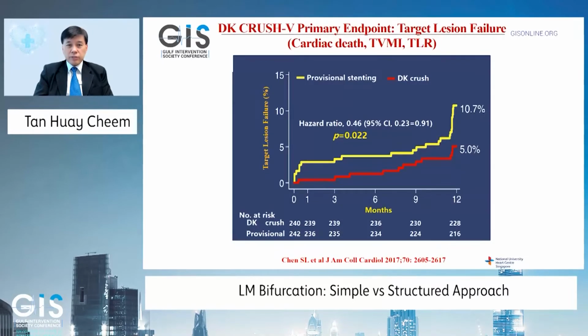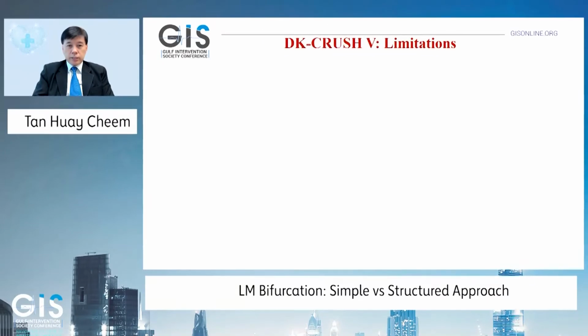Now, DK Crush 5 results are quite different from those of EBC MAIN, in the sense that DK Crush 5 was found to be superior in terms of a reduction of the primary endpoint compared to the provisional approach. So the absolute difference was nearly 5%, about twice that of the DK Crush rate. So when you look at DK Crush 5 you may think that it is quite a superior trial in favor of DK Crush, but there are also limitations in DK Crush 5. It is also an underpowered study.